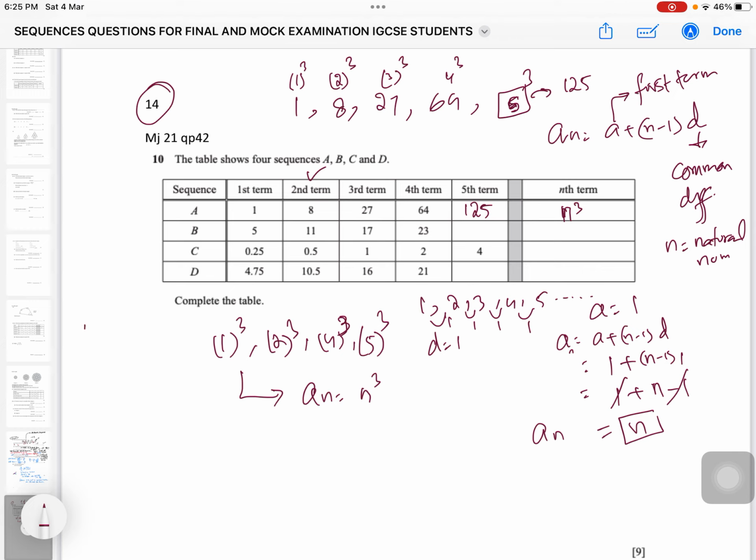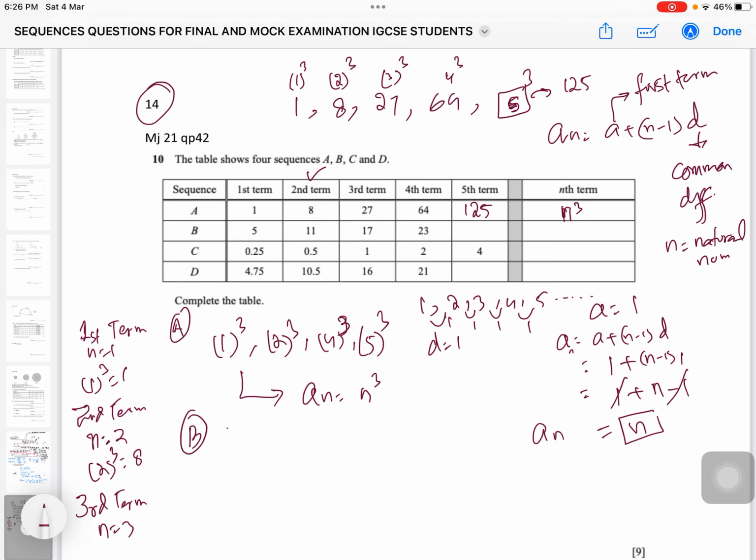So I'm checking here. First term, n is equal to 1. So 1 cube is 1. Second term, n equal to 2. So 2 power 3 is what? 8. Third term, n equals 3. So put 3 here. 3 power 3 is 27, and so on. So you get that thing. That's the nth term. Now come to the next sequence. This was sequence A. Now sequence B.